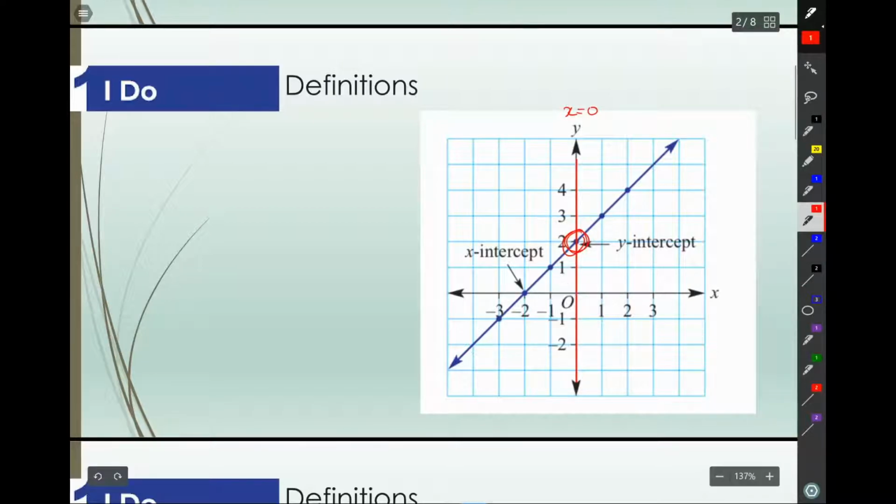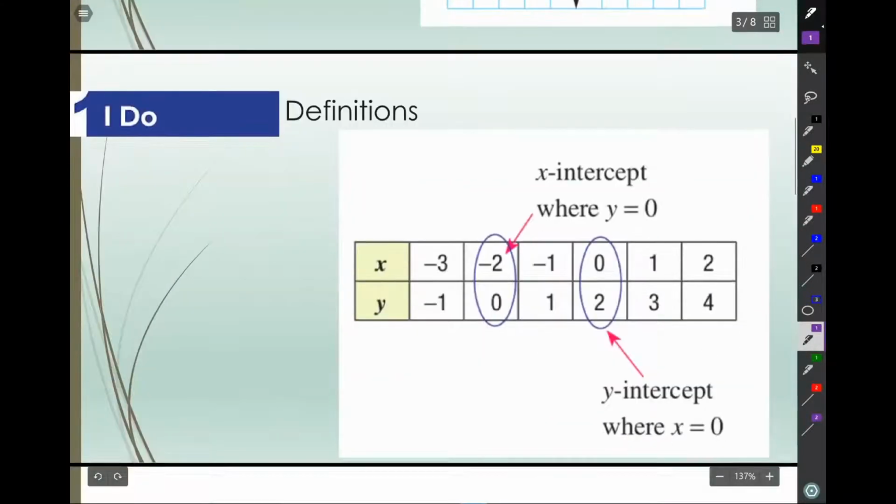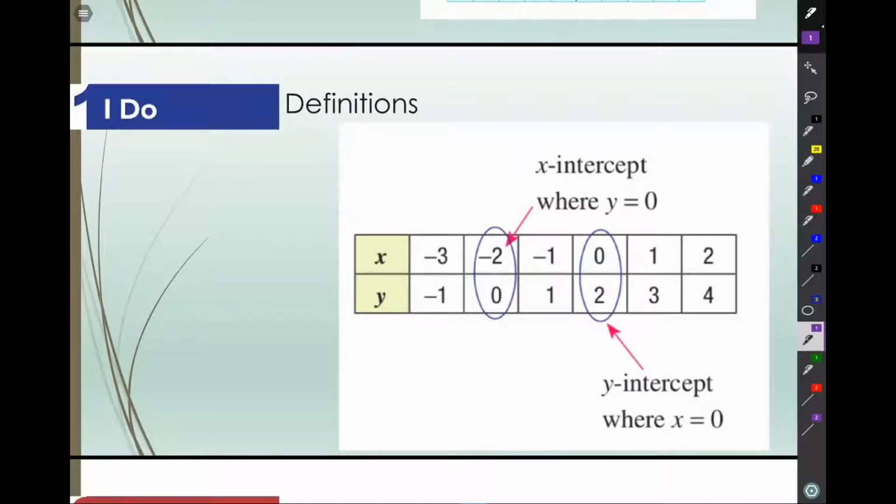And the same is true of the x-intercept over here. The x-intercept is the point where our line crosses the x-axis, and you'll notice that for any point on that line, we haven't climbed anywhere up or down. So anywhere on this line, y is equal to 0. We're going to use this to help us find these points.